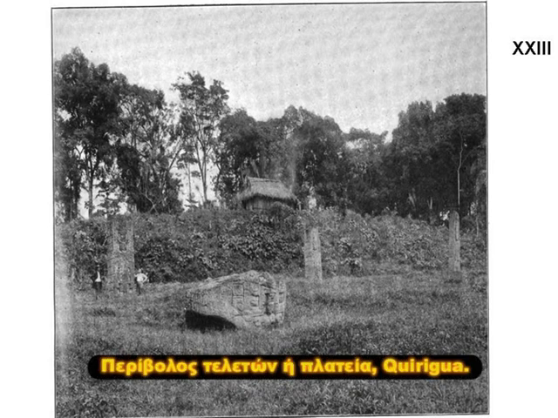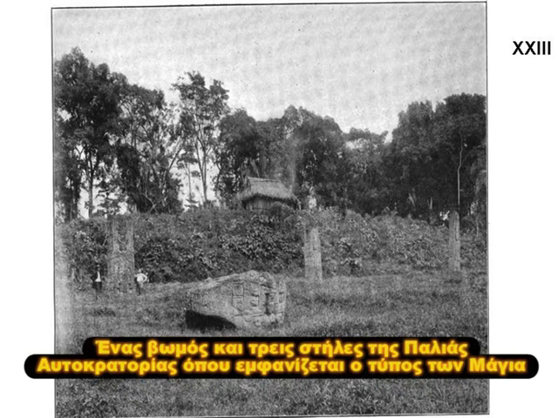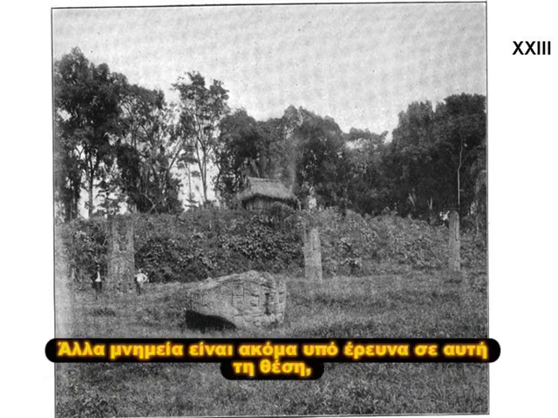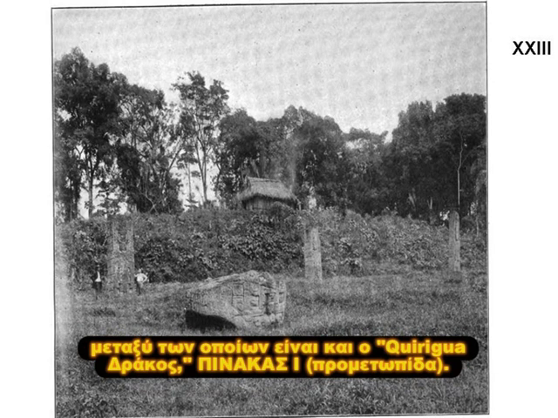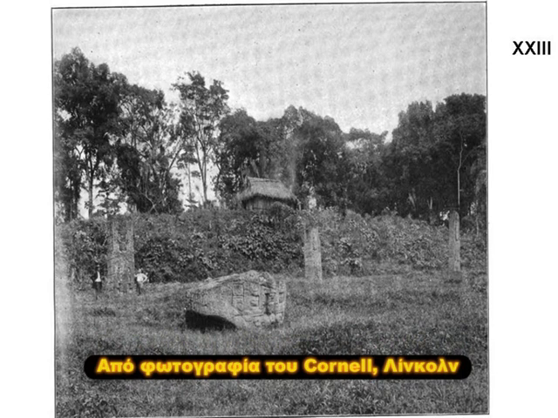Ceremonial precinct or plaza, Quirigua. An altar and three stelae of the Old Empire Maya type are shown. Other monuments are still in situ on this site. Among them the Quirigua dragon, Plate I, frontispiece. After photograph by Cornell. Lincoln.